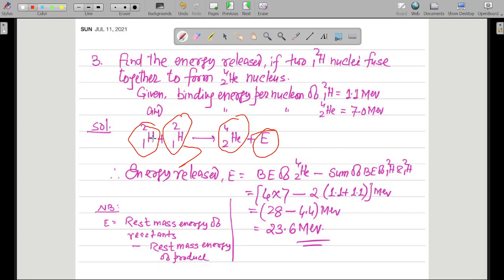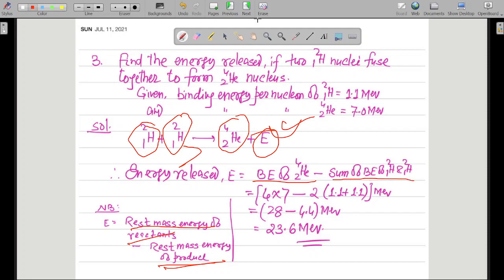While the two deuterium nuclei are combining, some mass will be lost, and that mass lost will be released in the form of this energy. So the mass of reactants will be higher than the mass of product in an exothermic process. That's why from the rest mass energy of reactant we are subtracting that of product. But when we are taking binding energy, we subtract the sum of binding energy of reactants from that of product.